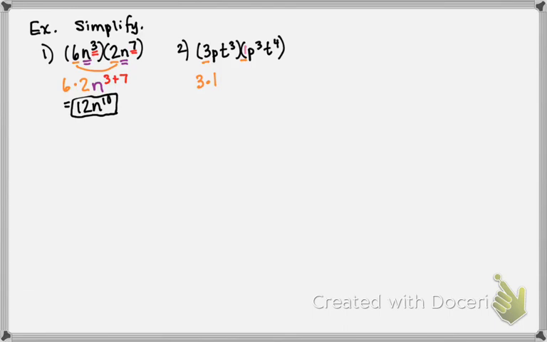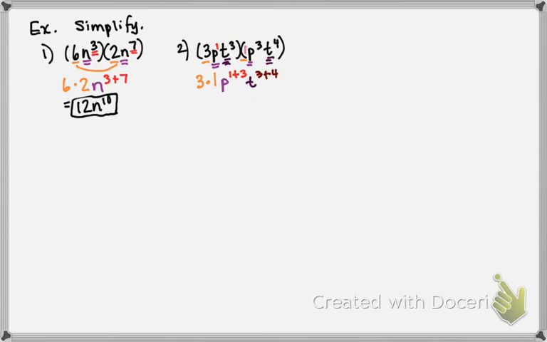I'm going to identify my base, and it turns out I have 2 different bases. So we're going to start with the p's. And I have p, and then I'm going to do the exponents. So we have p to the, oh yeah, look at that, first power plus the third power. Then we're going to find t's, and that's going to be third power plus the fourth power.